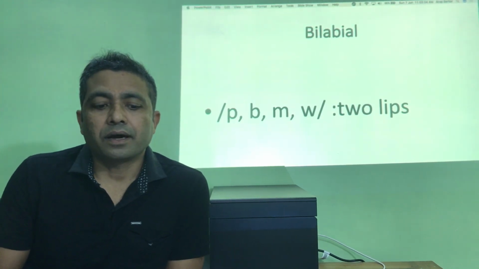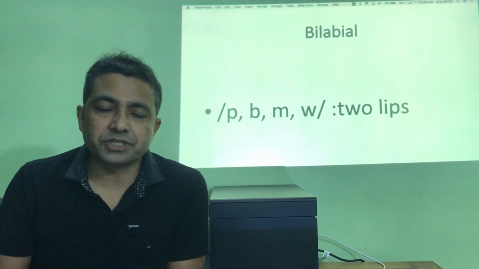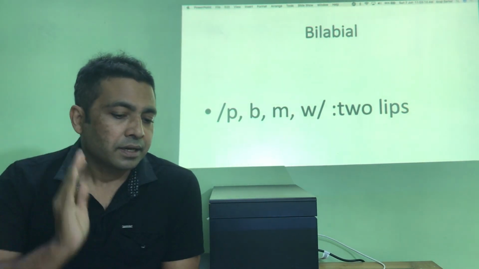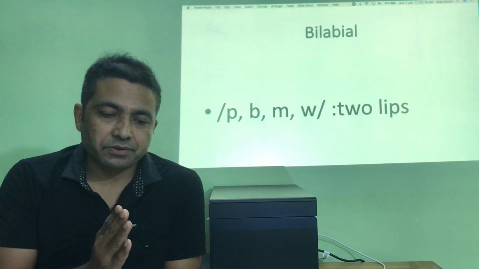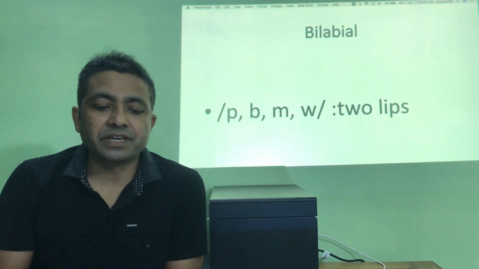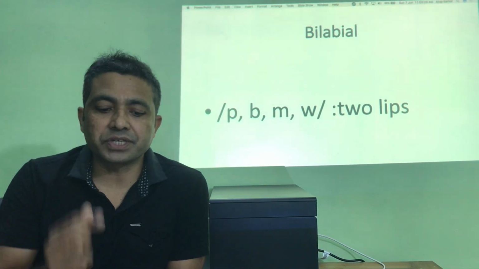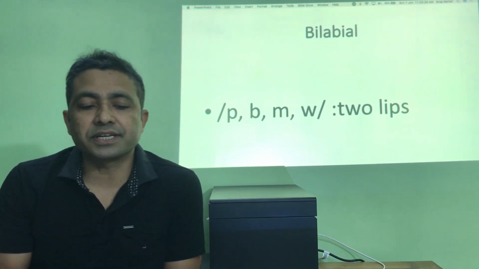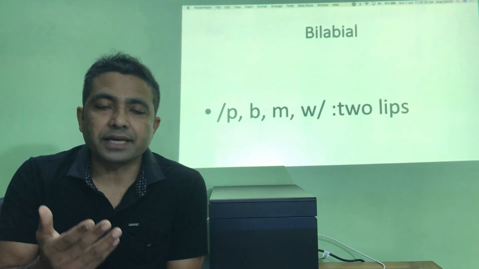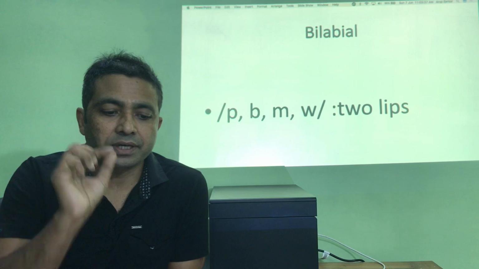Now, the first category of the place of articulation is bilabial consonants. These are the bilabial consonants. Pa, ba, ma, bo. Bilabial because two lips are coming in contact against each other. So these consonants are named bilabial according to their organ of production.